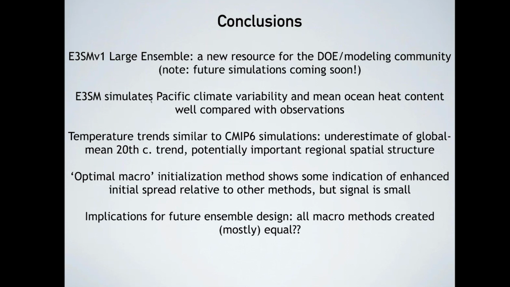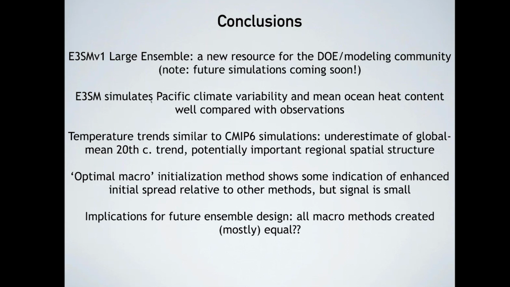E3SM is good at many things. In particular, it represents the mean ocean heat content pretty well, and it's pretty good at things like ENSO teleconnections. It tends to underestimate the global mean and the North Pacific 20th century temperature trend until later in the 20th century, which may have implications for aerosol forcing of climate variability.